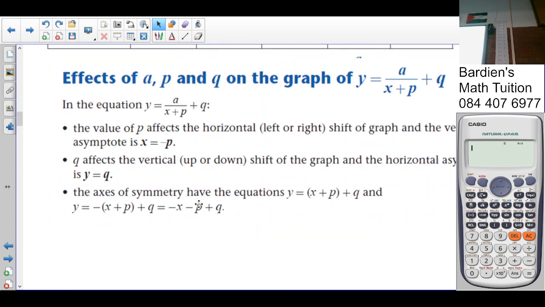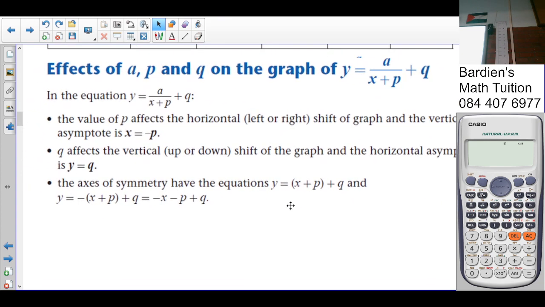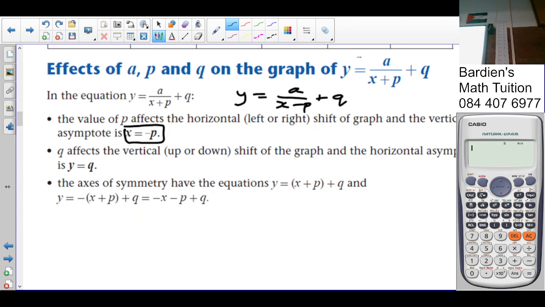They ask you about the effects of p and q on the graph y is equal to a over x plus p plus q. In the equation, the value of p affects the horizontal, left or right shift of the graph, and the vertical asymptote is x is equal to minus p. Now if you have written it in the form y equals a over x minus p plus q, then that changes a bit. Then the asymptote is x equal to p. Depending how the formula is given, sometimes it's given with a plus and sometimes with a minus. It's the same thing.